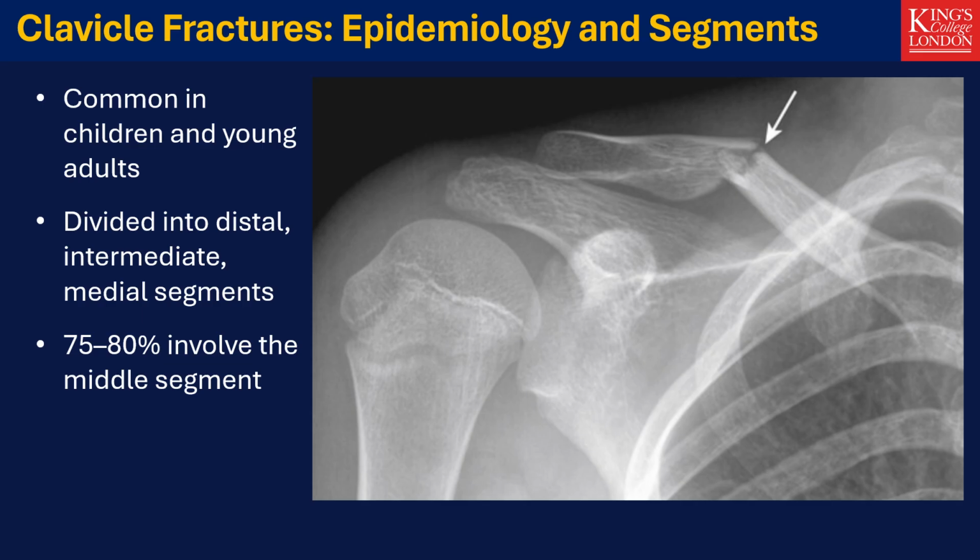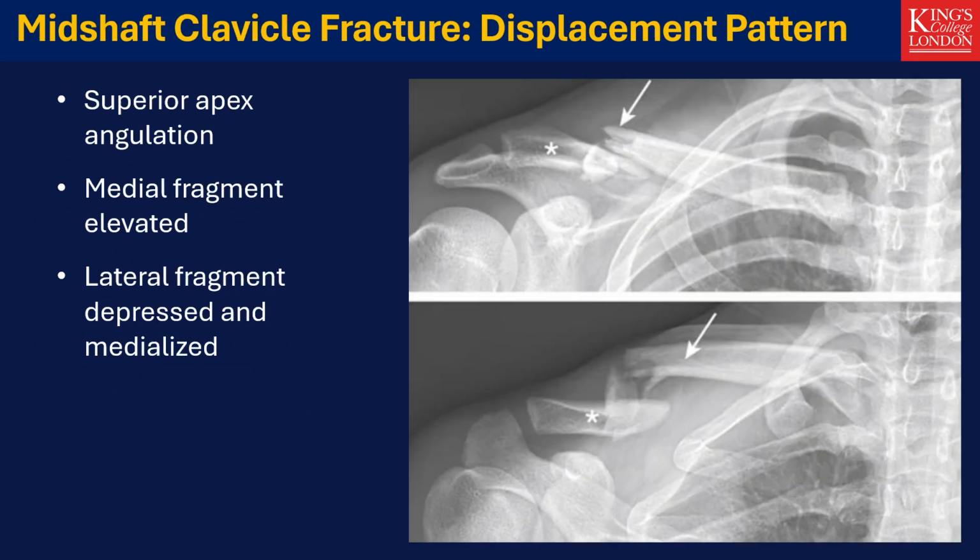An angulated fracture of the clavicle, as seen here demonstrated by the arrow, is shown in a skeletally immature child. Note the typical superior apex angulation seen with mid-clavicular fractures. Mid-shaft fractures typically show superior apex angulation.